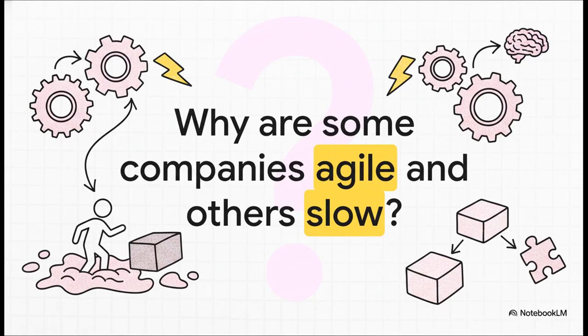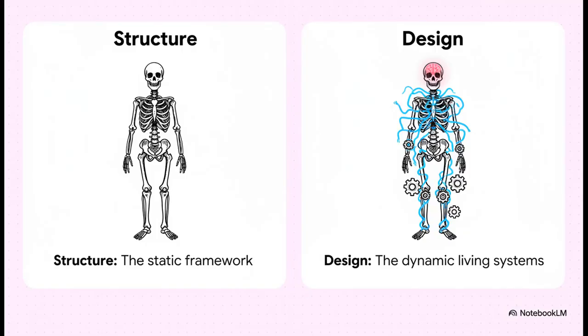The answer, almost always, comes down to two key ideas that people mix up all the time: organizational structure and organizational design. Okay, let's break this down with a really simple metaphor. Think of the structure as the organization's skeleton. You know, the basic framework, the boxes and lines you'd see on an org chart. But a skeleton can't actually do anything on its own, can it? That's where design comes in. Design is all the living systems, the communication, the decision-making, the actual workflow that bring that skeleton to life.